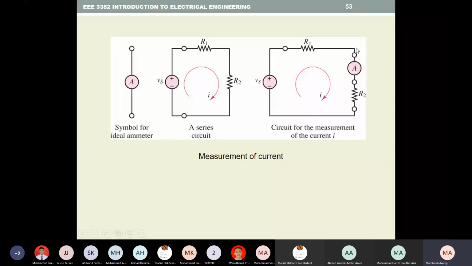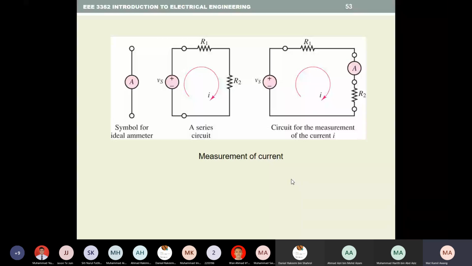Okay, so this ammeter will give you the value of the current flowing in the circuit here. So it will give you how many amps, I is how many amps. This is how you connect the ammeter in a circuit.